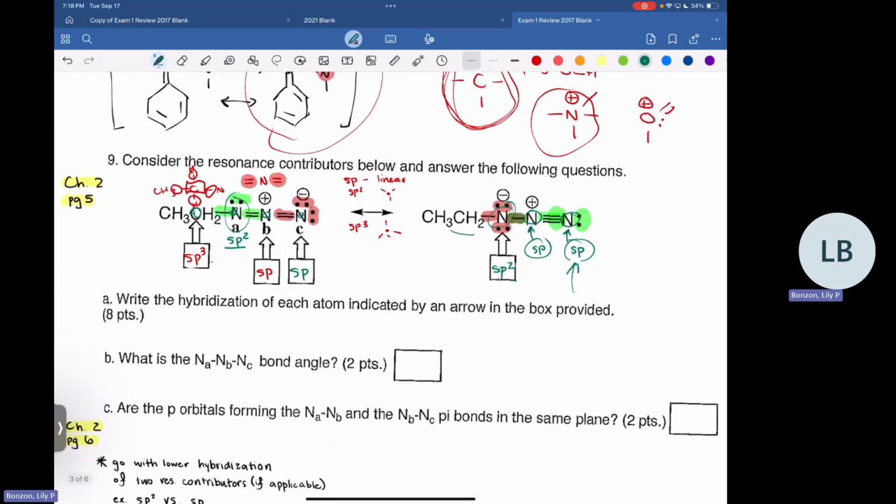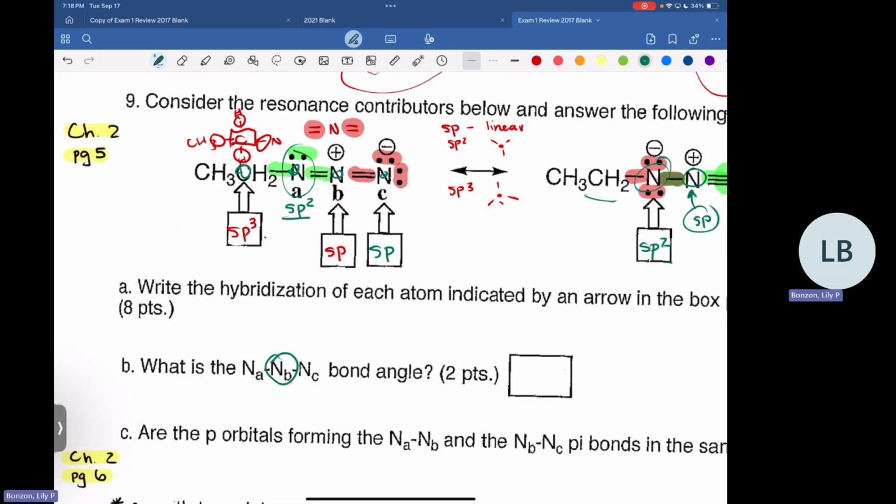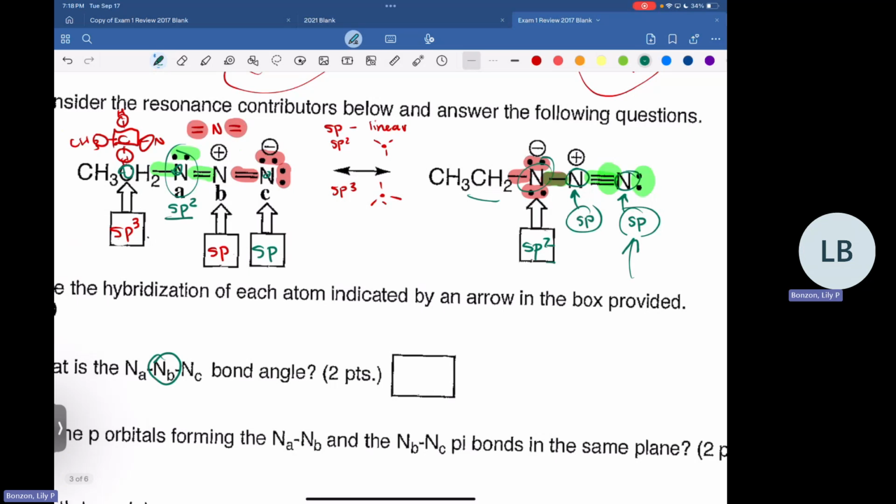So we did the hybridization, and now we have the Na, Nb, and C bond angle. For the bond angle question, you're going to look at the atom in the middle to look at the angle. So you kind of have to do this one in steps: A, then B, then C. In the previous step, we identified that the hybridization for Nb was sp. And so again, sp is going to be linear, and that's going to be 180 degrees.